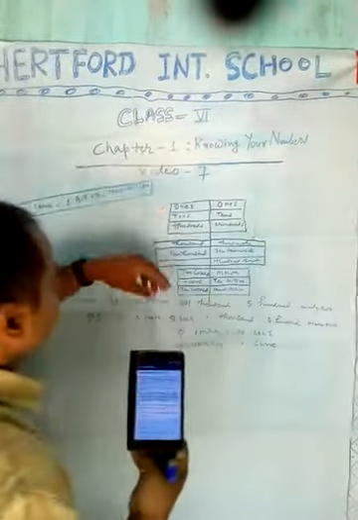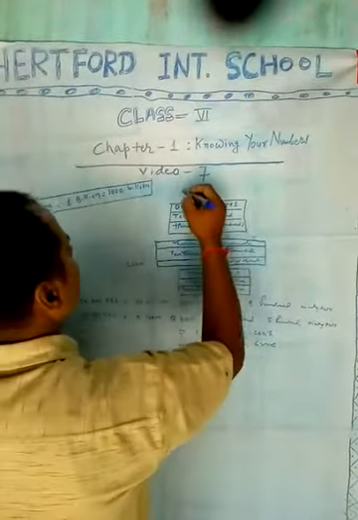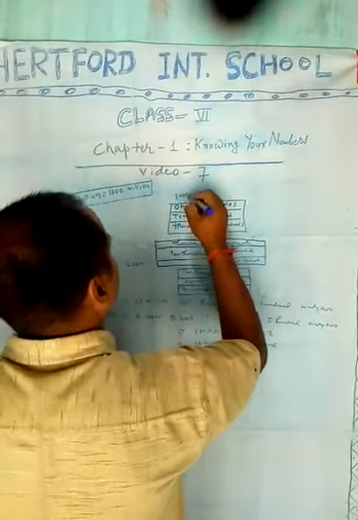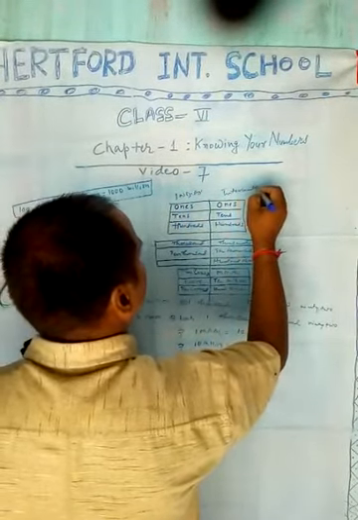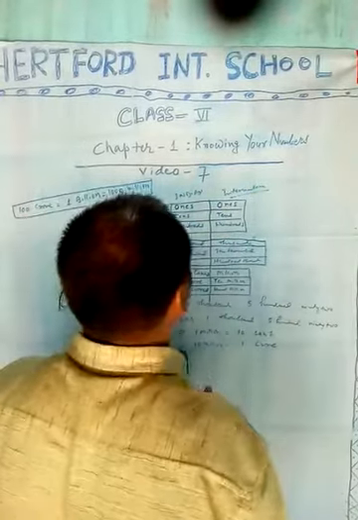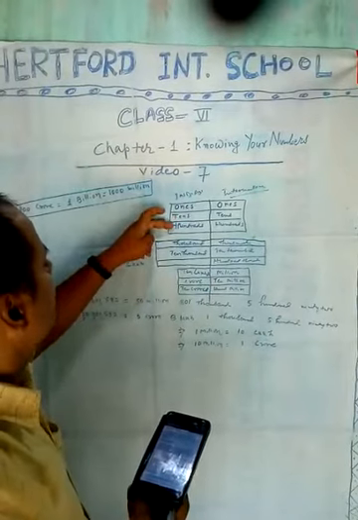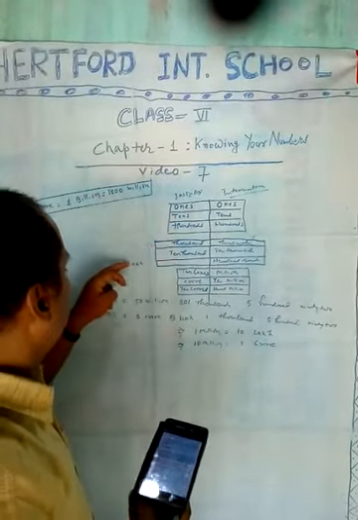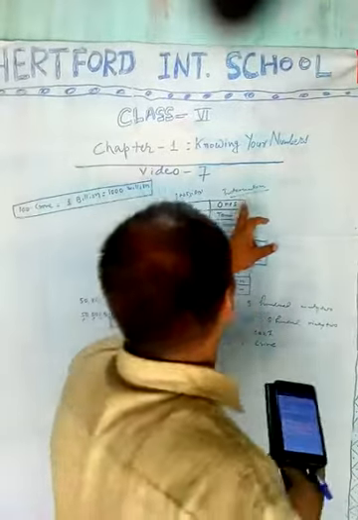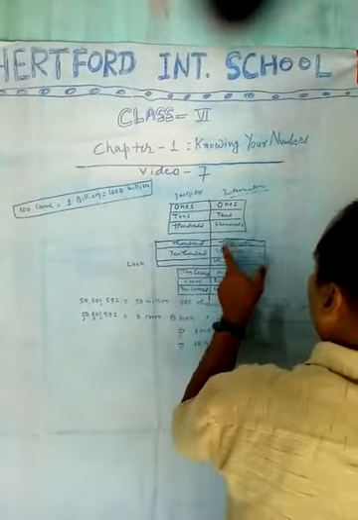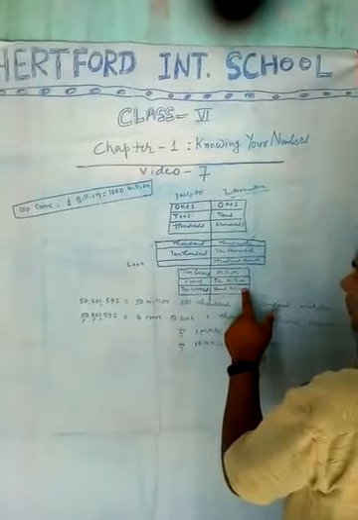See here, ones, tens. This is the Indian system, and this is the international system. In the Indian system, ones, tens, hundreds, then thousand, then 10,000, then lakh, then 10 lakhs, then crore, then 10 crore. Here, ones, tens, hundreds, then thousand, then 10,000, then 100,000, then million, then 10 million, then 100 million.